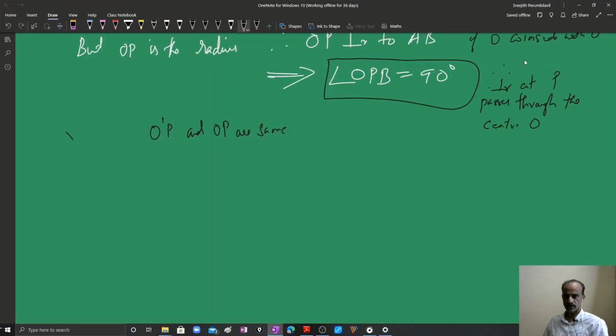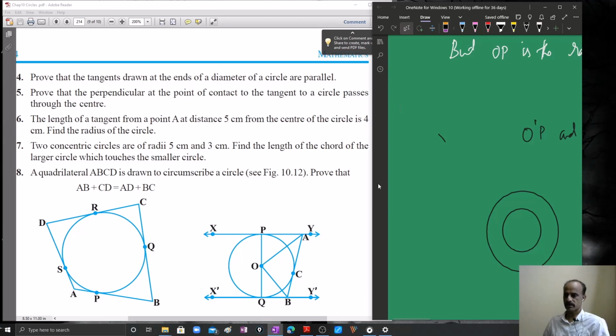Two concentric circles of radius 5 cm, one is this circle, and there is one more circle. We are answering question number 7.